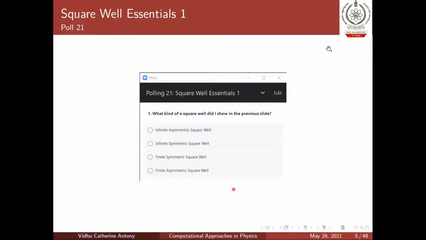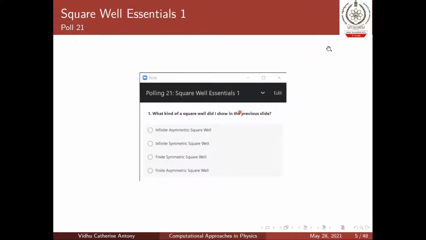Okay, I'm going to share with you guys what you have responded. Okay, many of you said infinite symmetric square well. Majority of you said that. And finite symmetric square well. So one thing is clear, you guys know how to identify symmetric. Okay, so you have a minus a and a on both sides, so you know that that is symmetric. So none of you clicked asymmetric, thankfully.